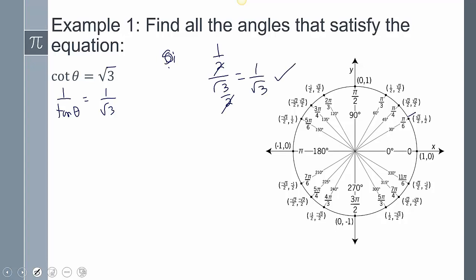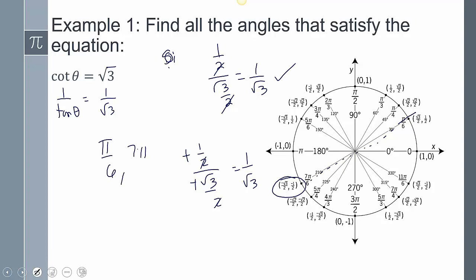So that works. And so I just need to find where the reference angle is, which is going to be all the way over here. And so that cancels out, and you also get 1 over root 3. So it seems like it's going to be pi 6 and 7 pi 6.